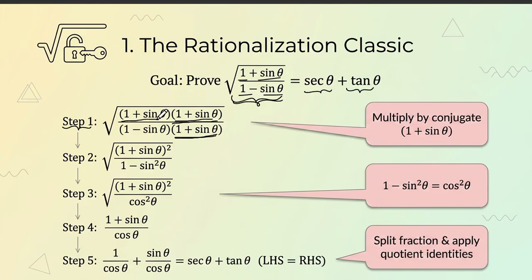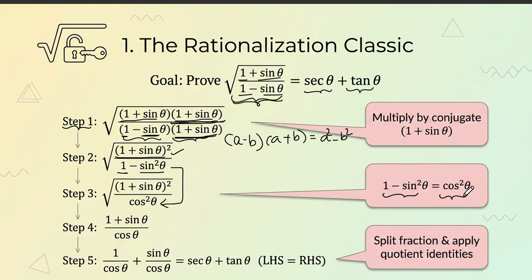So in the numerator, 1 plus sin theta multiplied by 1 plus sin theta is nothing but (1 plus sin theta) the whole square. In the denominator we apply the identity (a minus b)(a plus b), which is a square minus b square. Here instead of a we have 1, instead of b we have sin theta. So 1 square is 1 minus sin square theta. The numerator we keep as it is, but in the denominator 1 minus sin square theta is nothing but cos square theta from the first identity.